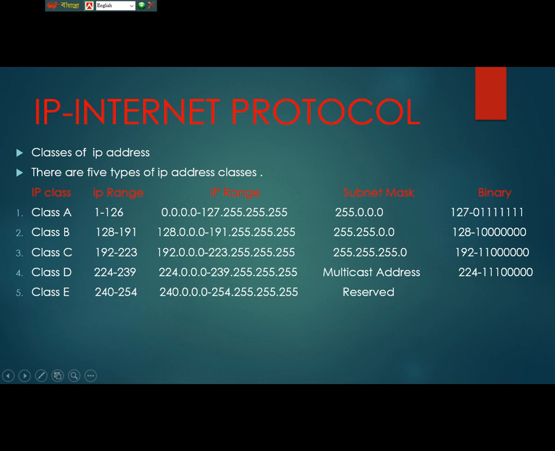So IP address is very important for networking and the functionality of networking for any small, any medium, any big company. So everyone has to learn about Internet Protocol for creating networking.